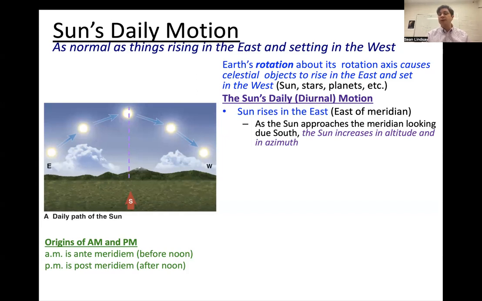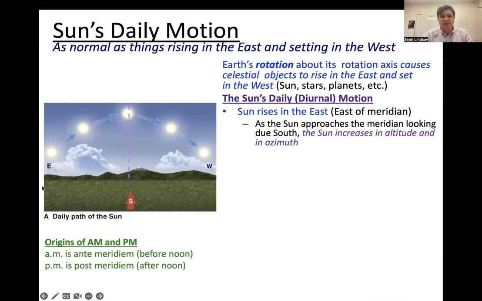So if we use our horizontal coordinates, our altitude, so how high up in the sky from 0 to 90 degrees, and azimuth, how far away from north, wrapping around 360 degrees, such that north is 0 azimuth, east is 90 azimuth, south is 180 degrees azimuth, west is 270 degrees azimuth, and then it goes back to north. So let's now look at the daily motion of the sun as it traverses in the sky.